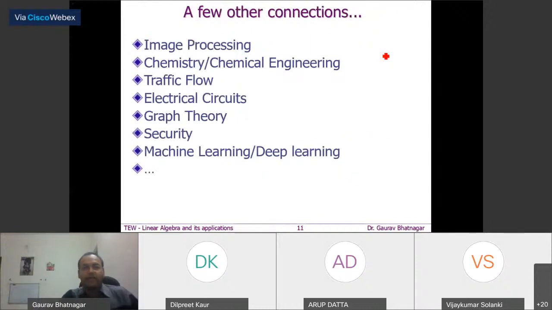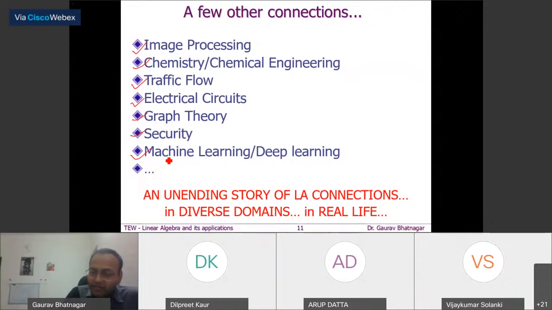Now let us talk about the different connections in diverse areas. The first application which I will take in this set of lectures is image processing, which is straightforward. The next application is chemistry. Then traffic flow, meaning how city management finds applications of linear algebra in devising the flow of traffic on the roads. Then one application from electrical engineering, basically electrical circuits. Then graph theory, then security, and if time permits at the end, we will look at a few applications of linear algebra in machine learning and deep learning. This is not going to be a very small list. It is going to be an unending story of linear algebra applications in diverse domains and in real life.